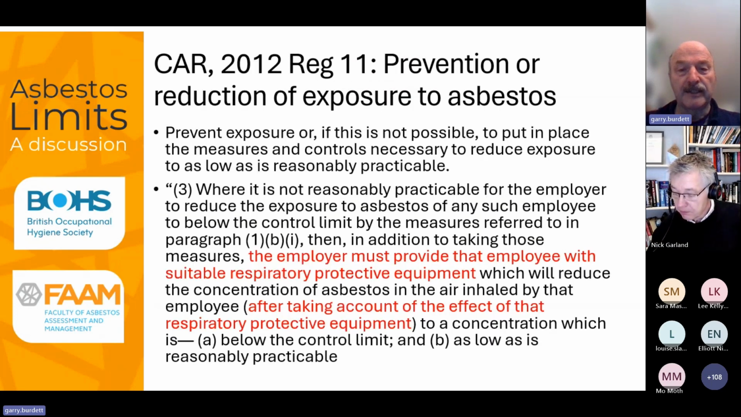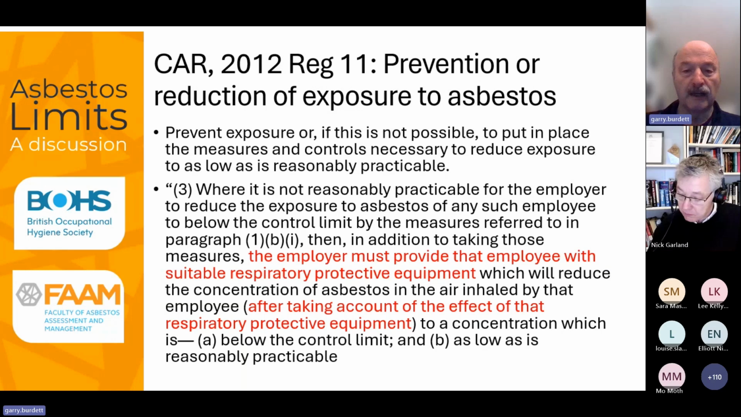If we dig down into the regulations, which I'm sure you don't want to do, but the bits in red, it is up to the employer to provide the employee with suitable respiratory protection. Now, in this gig economy, you're not just hiring a face with a respirator. It's the employer must provide the employee. Yeah, I think that's getting lost sometimes. And after taking account of the effect of the RPE, that is how you determine whether the concentration is below the control limit or occupational exposure limit in Europe and is as low as reasonably practicable.